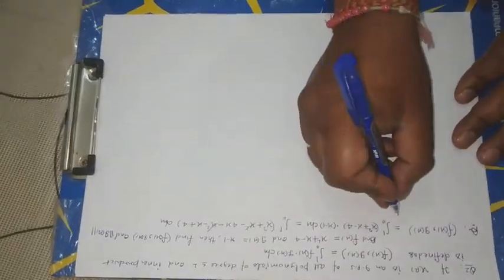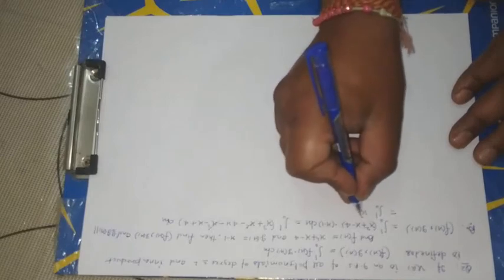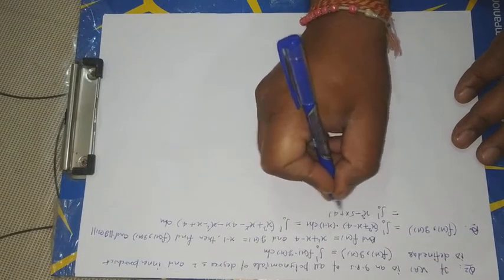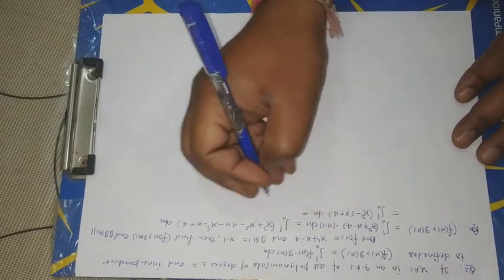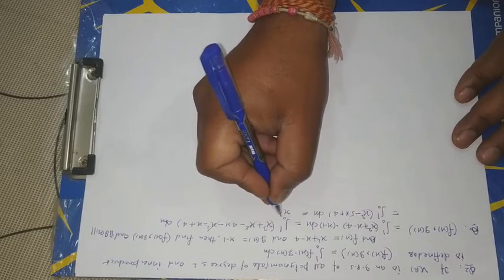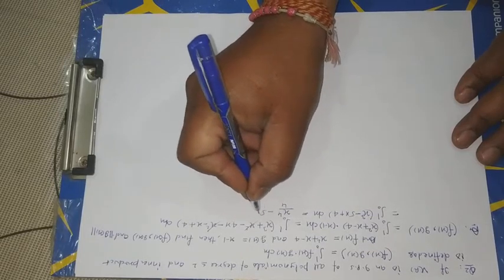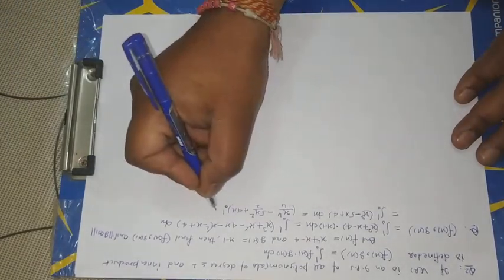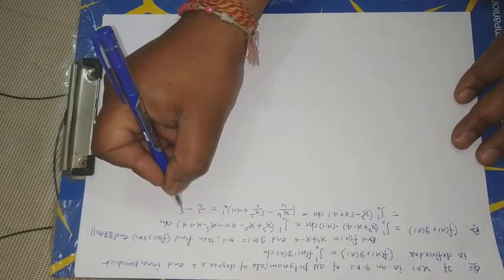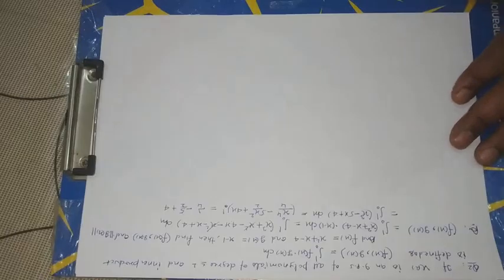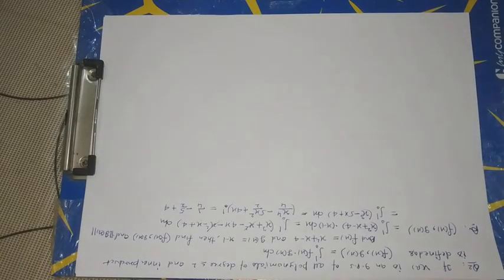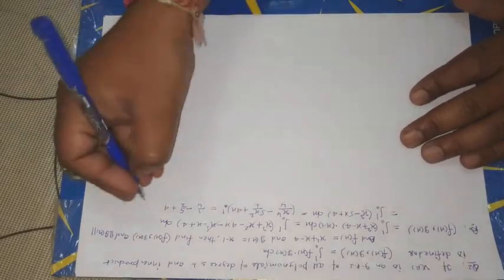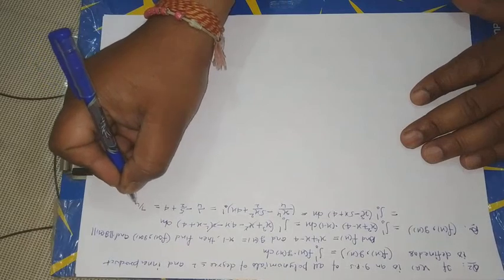This is equal to the integral from 0 to 1 of x to the power 3 minus 5x plus 4 dx. We can integrate: x to the power 4 upon 4 minus 5x square upon 2 plus 4x from 0 to 1. This is equal to 1 upon 4 minus 5 by 2 plus 4. After putting in the values, this is equal to 7 by 4.